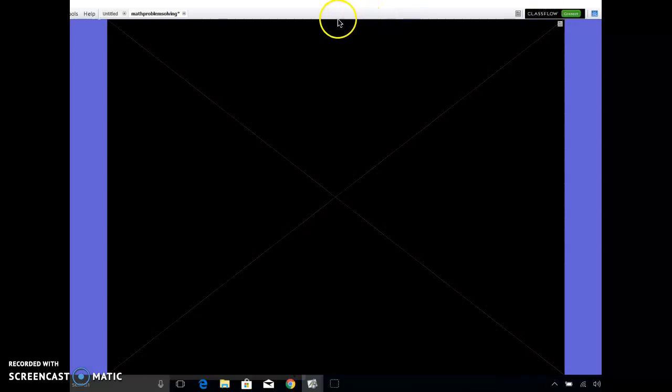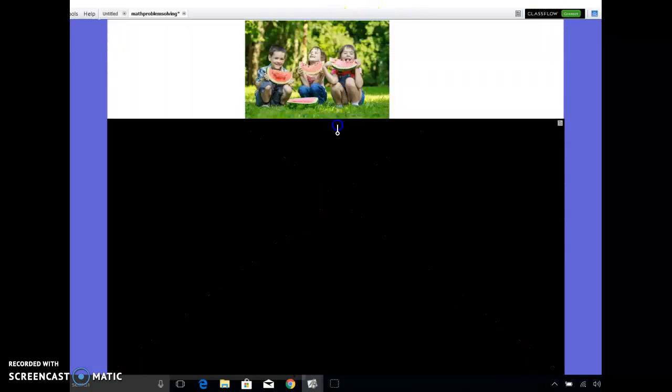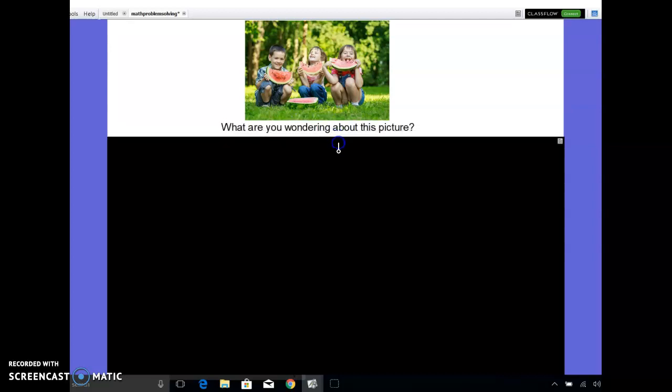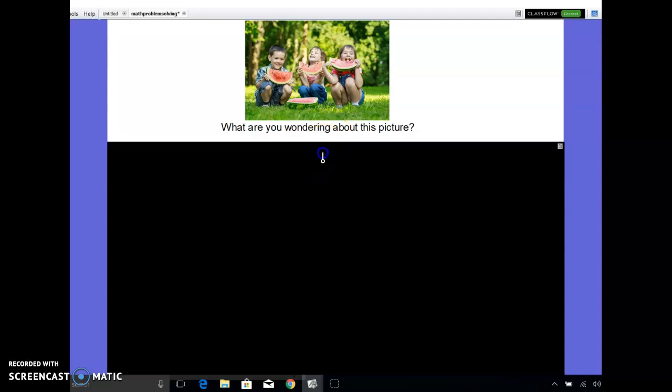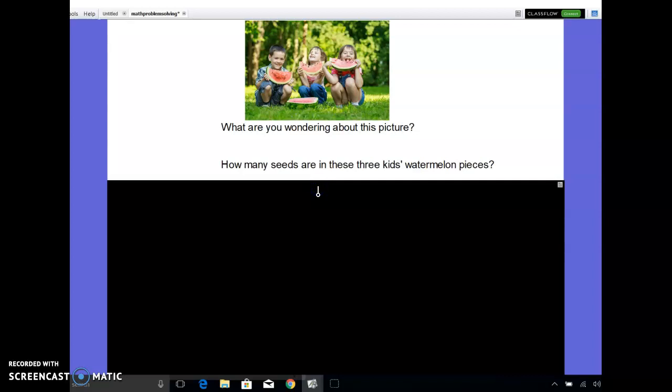Alright, I'm going to uncover my screen a little bit. And we have a picture. So what I'm wondering is, what are you wondering about this picture? Take a second to think about it. Are you wondering about what the kids are doing? Are you wondering about the pieces of watermelon? What are you wondering about? Well, what I was wondering about was how many seeds are in these 3 kids' watermelon pieces.